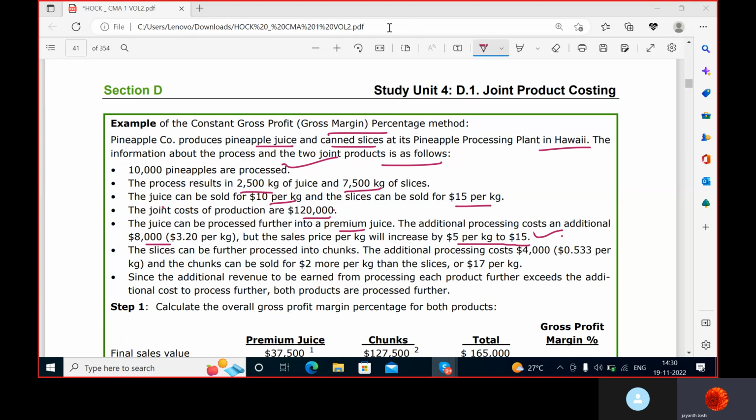So, juice can be processed further into a premium juice. The additional processing cost is $8,000, or $3.20 per kg. Juice can be processed further into premium juice. Additional processing cost after the product is made. After the product is made, it can be further processed.